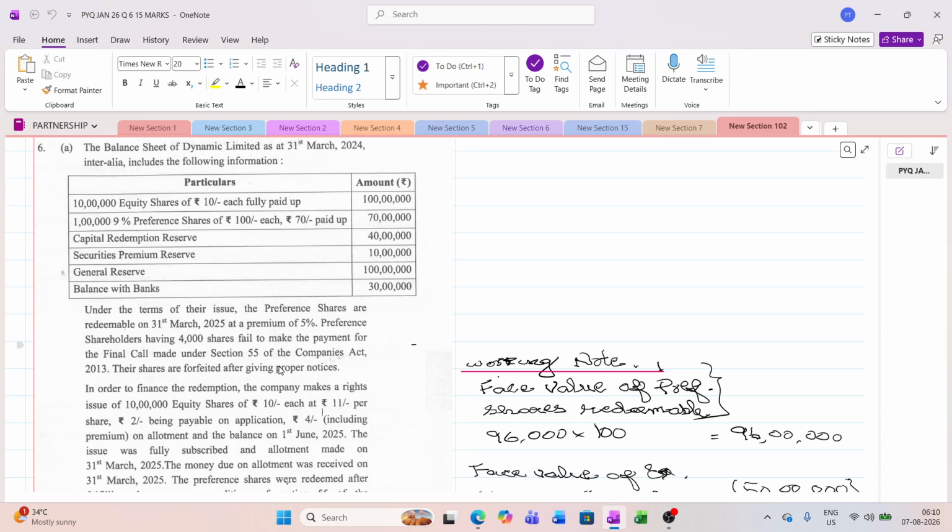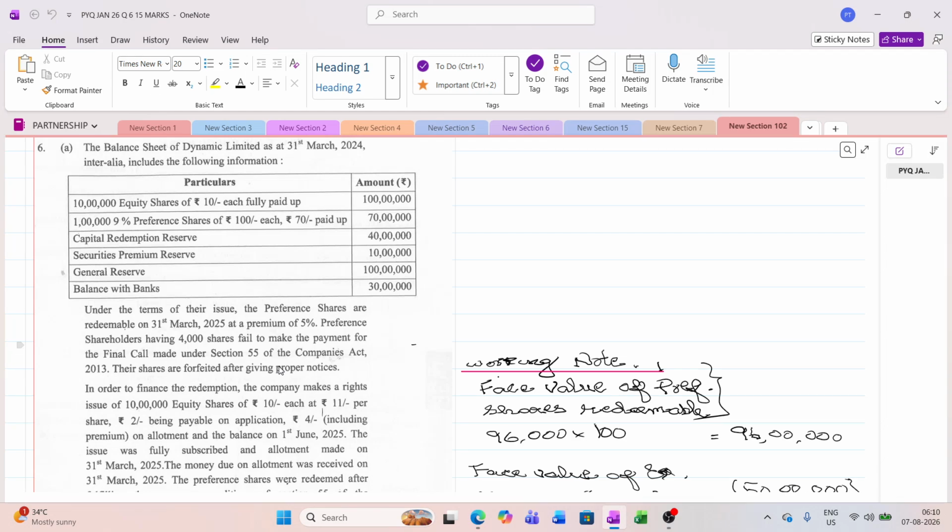Second, no share can be redeemed unless they are fully paid. Suppose it is partly paid or partly called up, you cannot redeem it unless you receive the entire amount on those shares. And then any premium: if you have to redeem the preference shares at a premium, suppose the question says we have to redeem at a premium of 5% or 10%, then the premium amount will also be out of the profit.